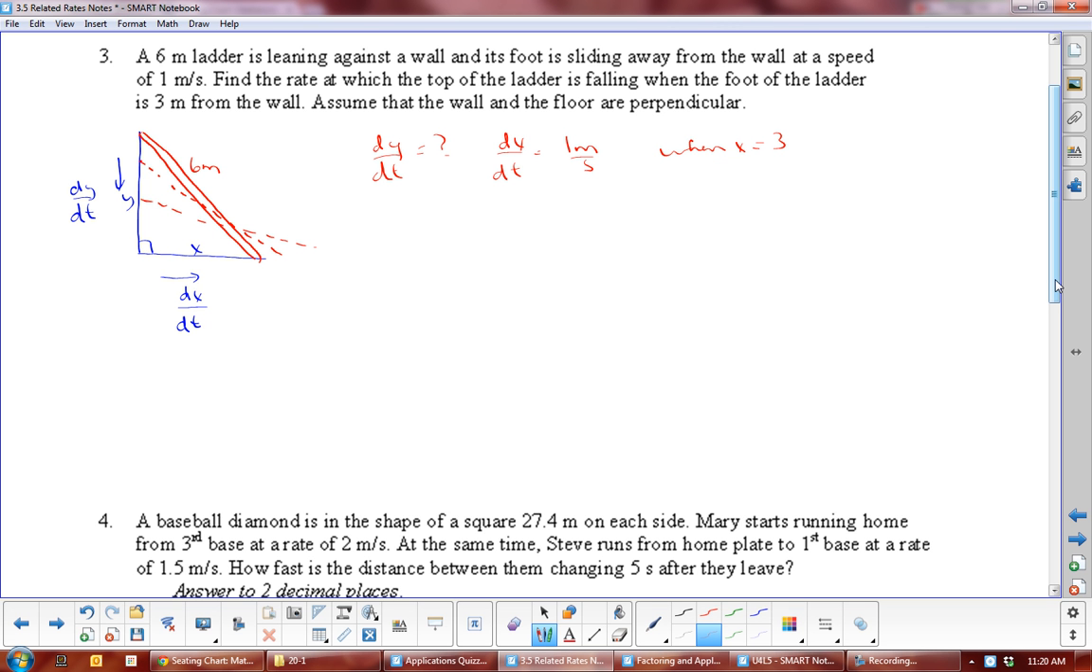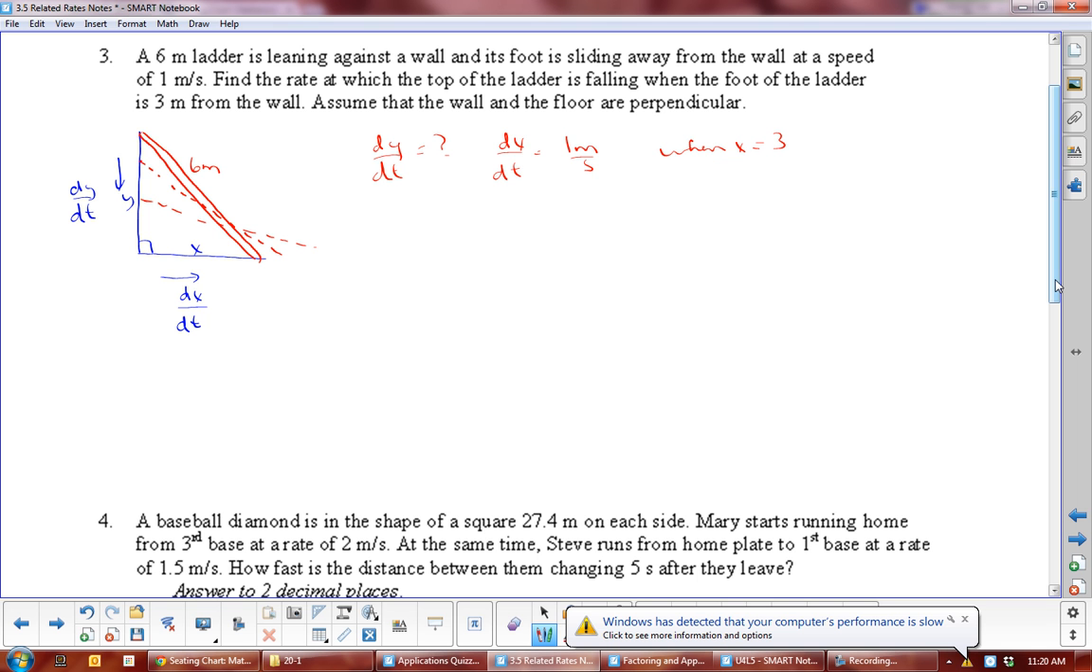So right here, this is probably the most important step. Like, you got to know what you're doing. You got to know what you're looking for. You got to even know what's happening. Now I need to relate x, y, and the ladder. Sorry? Yeah, that's an area formula.